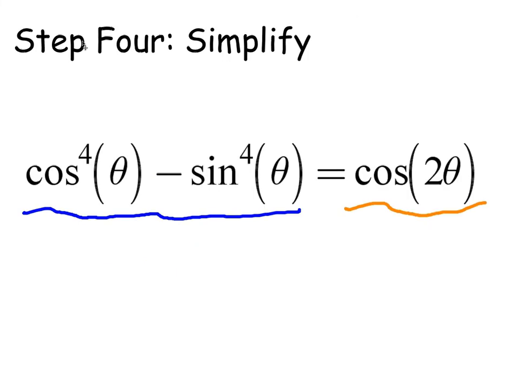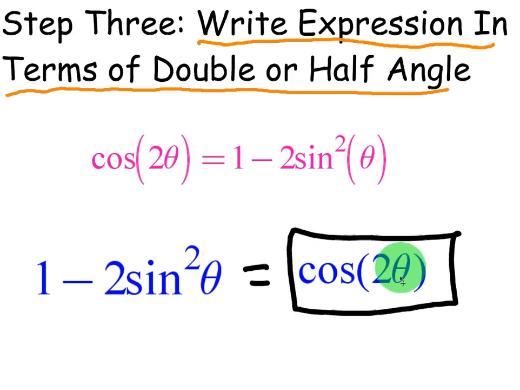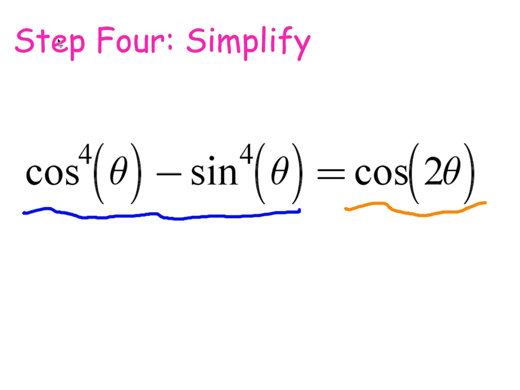And just to reiterate for step 4, if there's any other simplification, go ahead and do that. Now we just have cosine of 2 theta. That's about as simple as it gets. So I'm just going to rewrite, let's use a different color here. I'm just going to rewrite what we started out with. We started out with cosine to the 4th minus sine to the 4th. And we went all the way down and we said it was equal to cosine of 2 theta.